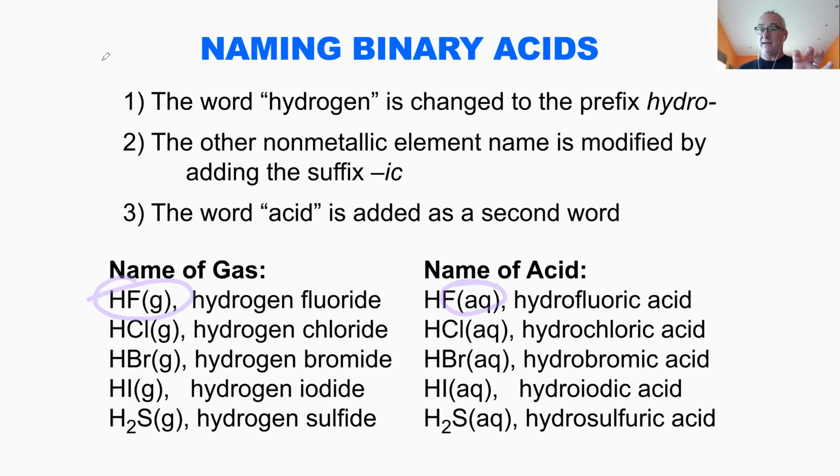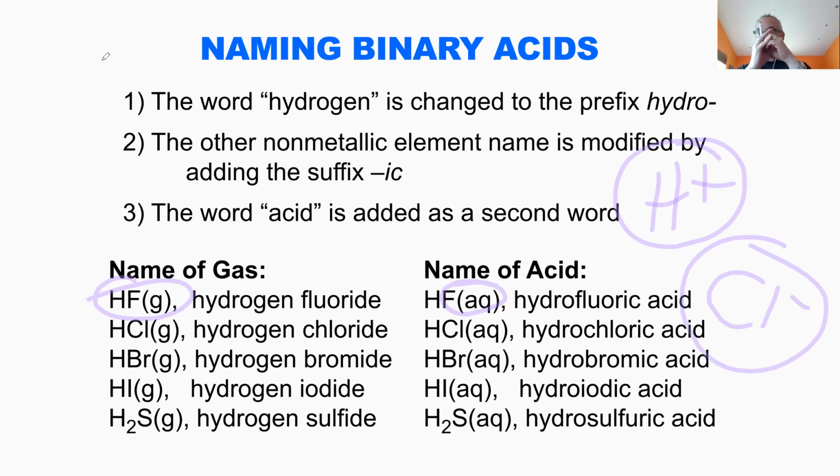So when you're naming, these are called binary acids. Binary just means there's two atoms. One of them has to be hydrogen, because when you dissolve it in water, it's able to break that bond and release H+. Now, a strong acid means that it breaks completely and you get nothing but H+ and, in this case, Cl-. It breaks completely.